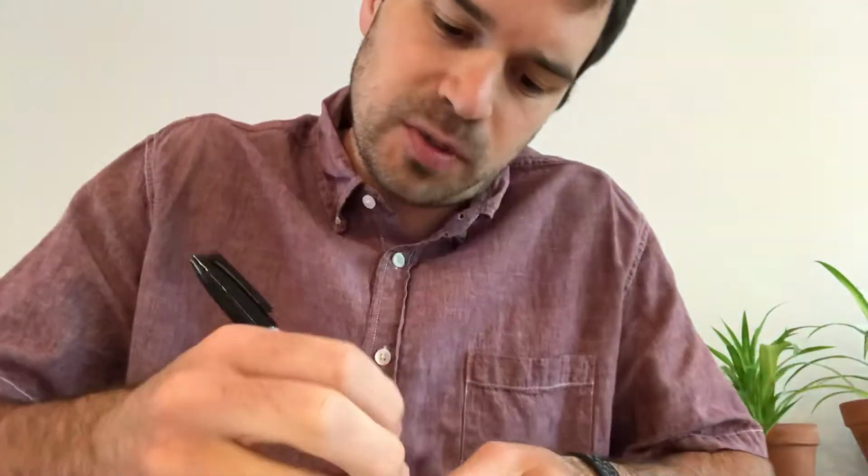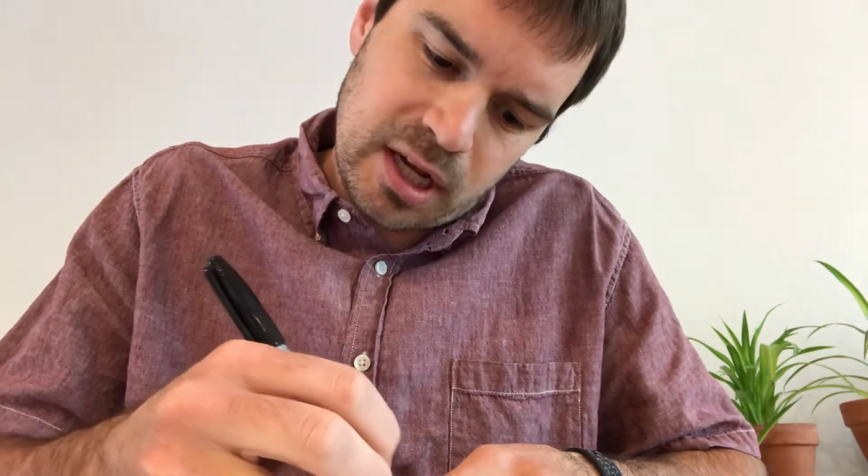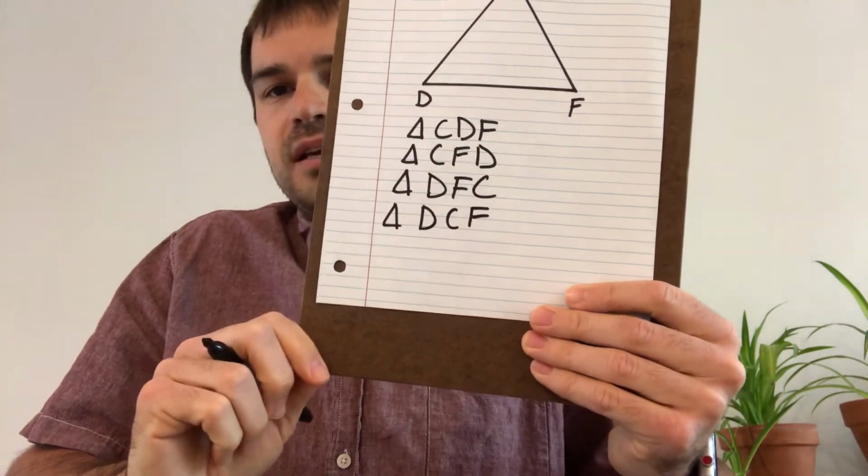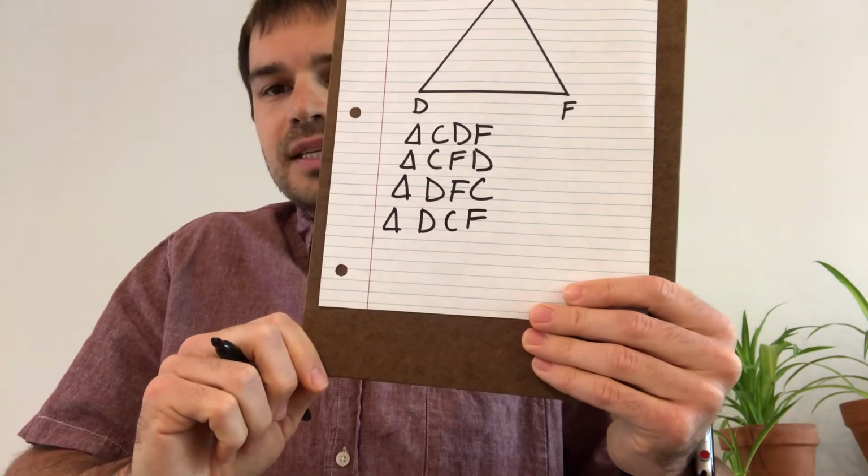So don't forget to put the triangle first. There's going to be 6 of them. So we went with D, F, C. I heard Carson in the back from both classes, in fact, that we stick with D and we go D, C, F. Now we have 4. We have CDF, CFD, DFC, and DCF.